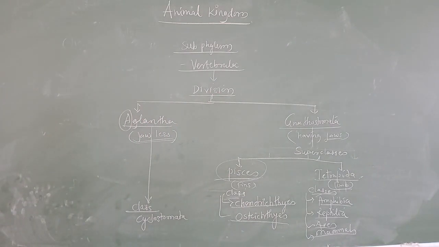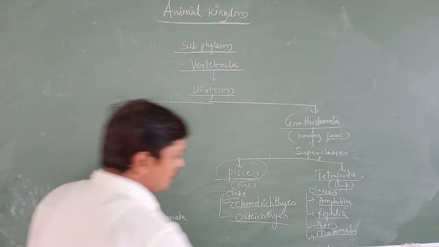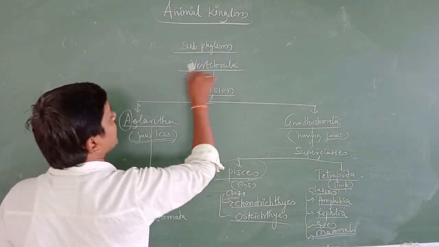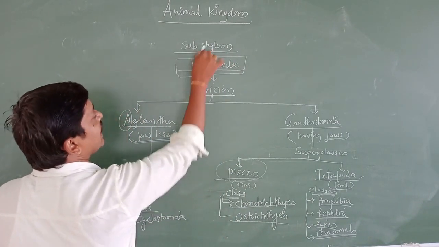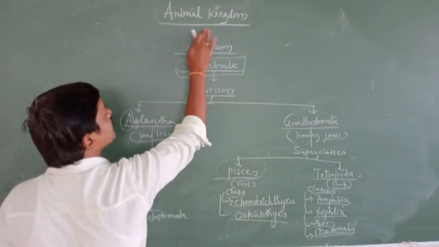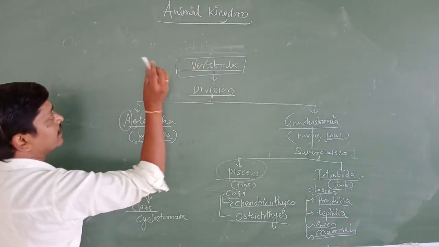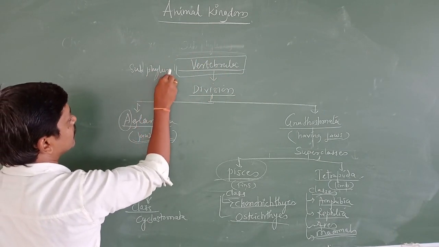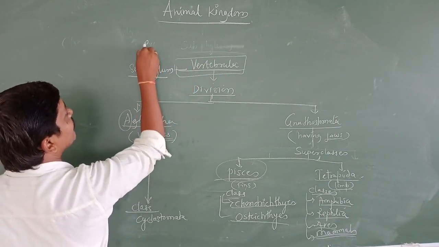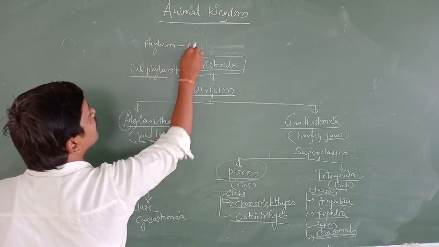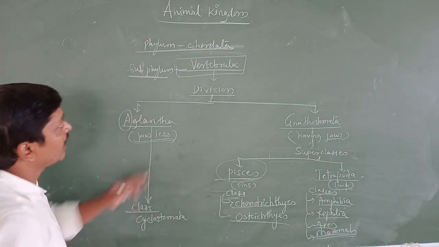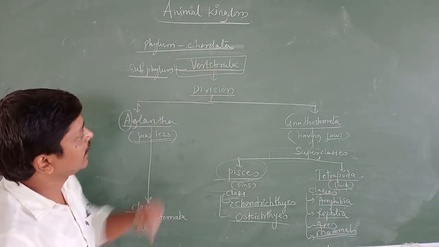Aves and mammalia. M-A-M-M-A-L-S, mammals. Okay, mammalia, mammals. Understood? This is about the classification of Vertebrata. Vertebrata is a subphylum. Like this I will write here. Subphylum Vertebrata, phylum Chordata. Phylum Chordata, in that subphylum Vertebrata.